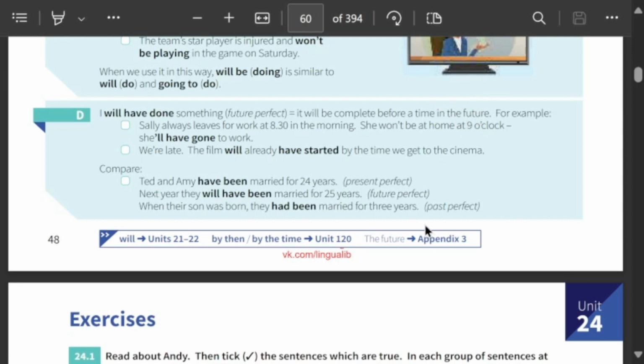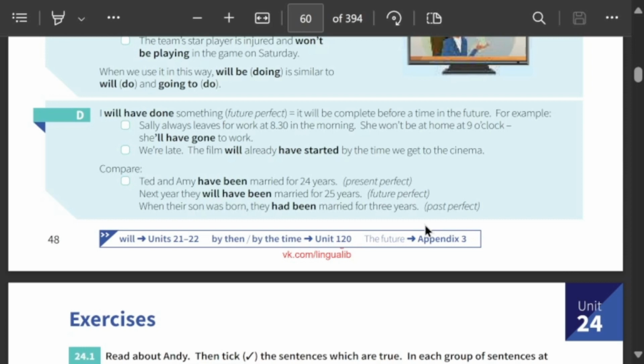Sally always leaves for work at 8:30 in the morning. That's something she always does. Remember? So we use present simple. Sally always leaves for work at 8:30 in the morning. She won't be at home at 9 o'clock. She'll have gone to work. Because she leaves for work at 8:30. So at 9 o'clock, she won't be at home, you see? Right? Do you understand?